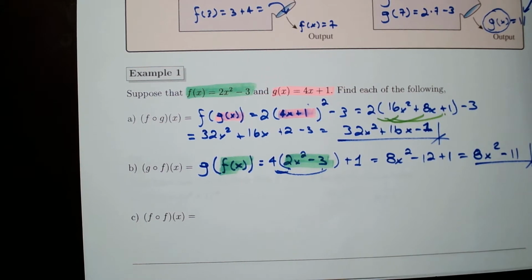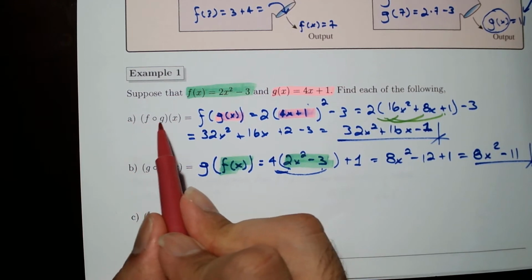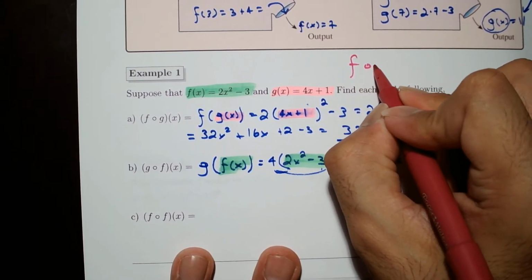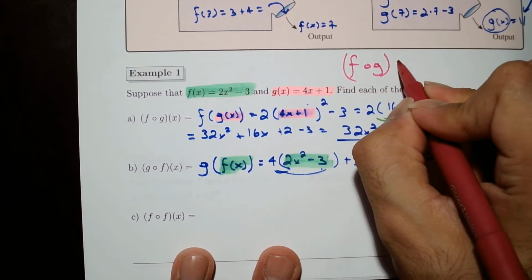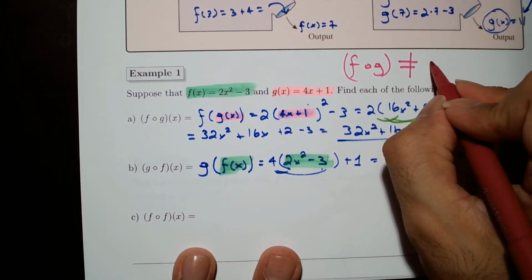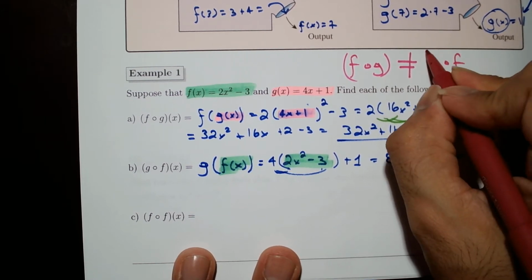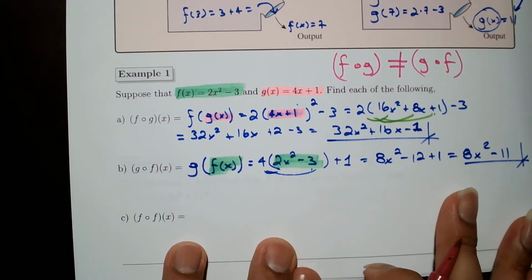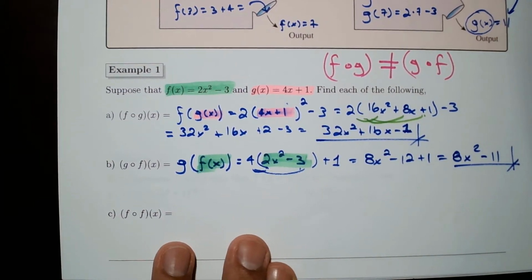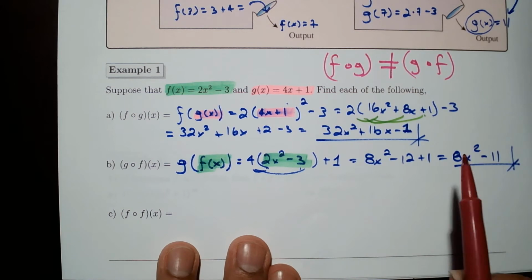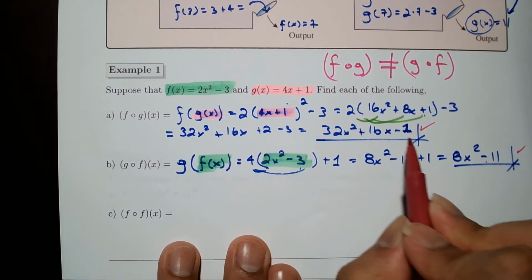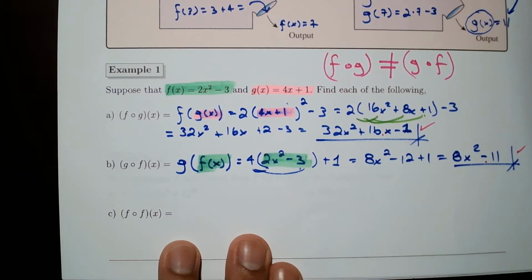Alright, there's something very important to notice when it comes to the order of the composition. In general, f bubble g is not equal to g bubble f. That's not always the case. In some cases, it will be. You will see some cases in which this is going to be equal, but in this case, if you compare this result with that result, these two are not the same answer.